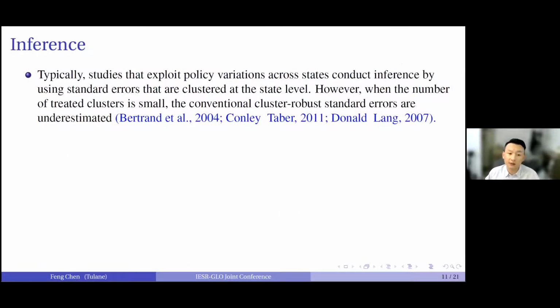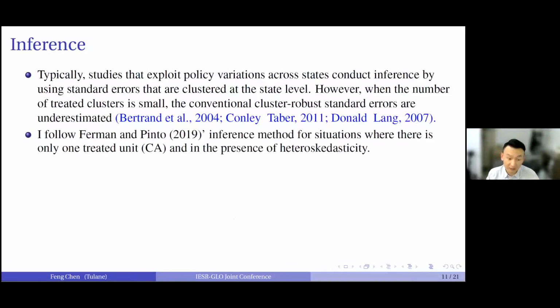Typically, studies where the policy varies across states will cluster at the state level. However, in this case, there is only one treated unit, so there are issues with the conventional cluster standard errors. So in this paper, I will follow Ferman and Pinto's inference method for situations where there is only one treated unit and in the presence of heteroskedasticity.